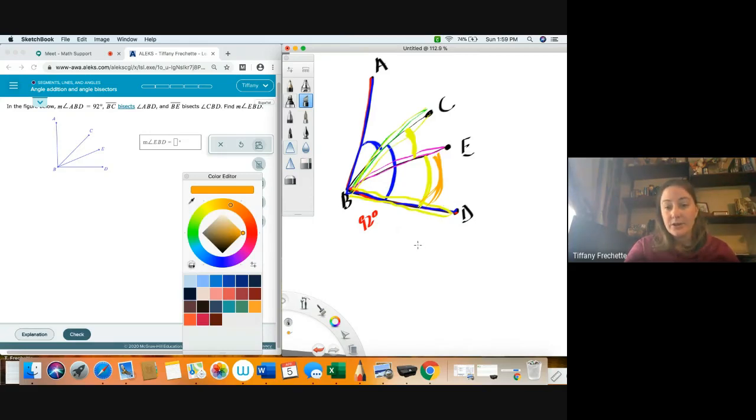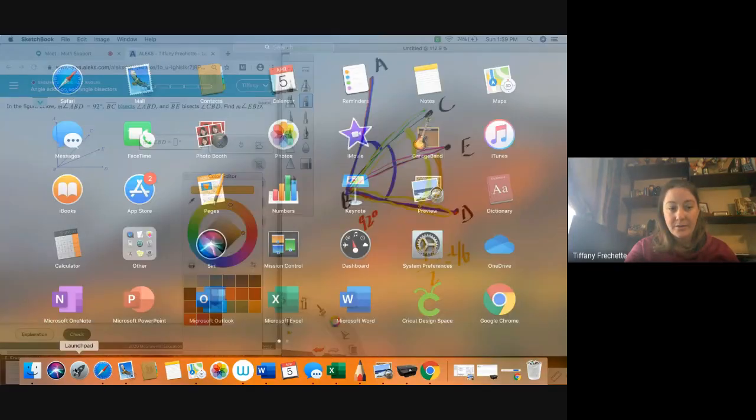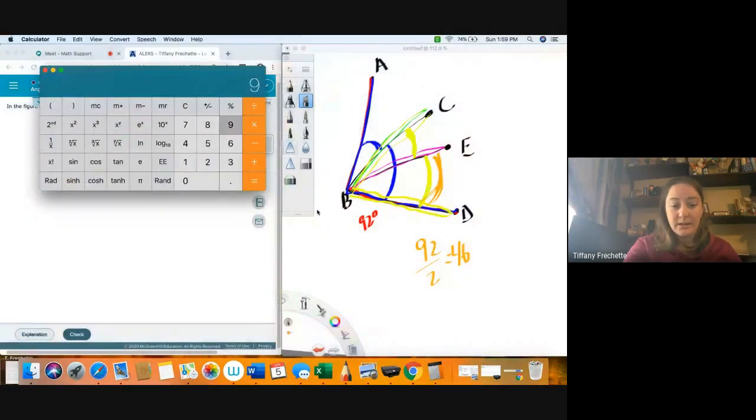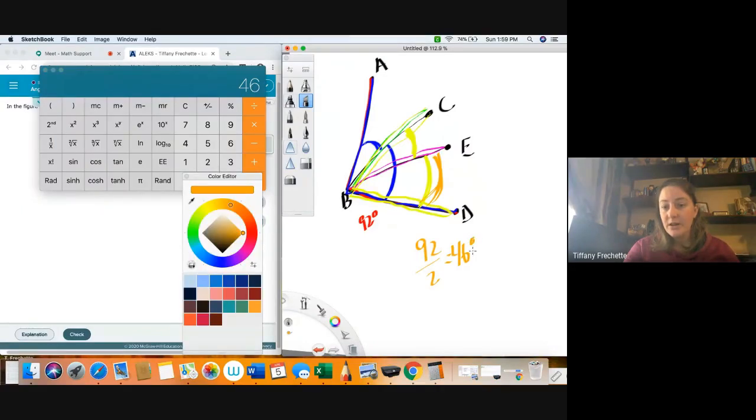So what we first want to do is take this 92 and divide it in half. And we get, what do we get? 46, I believe. So if I click 92 and I divide by 2, I get 46 degrees. So I know, and I apologize, I didn't change the color here, but each one of these is 46. So each one of the blue arcs is 46.